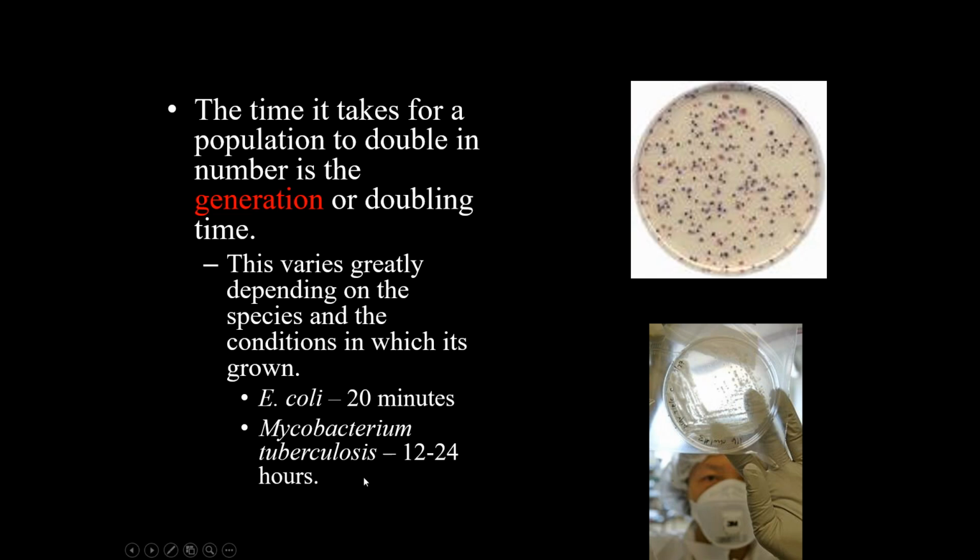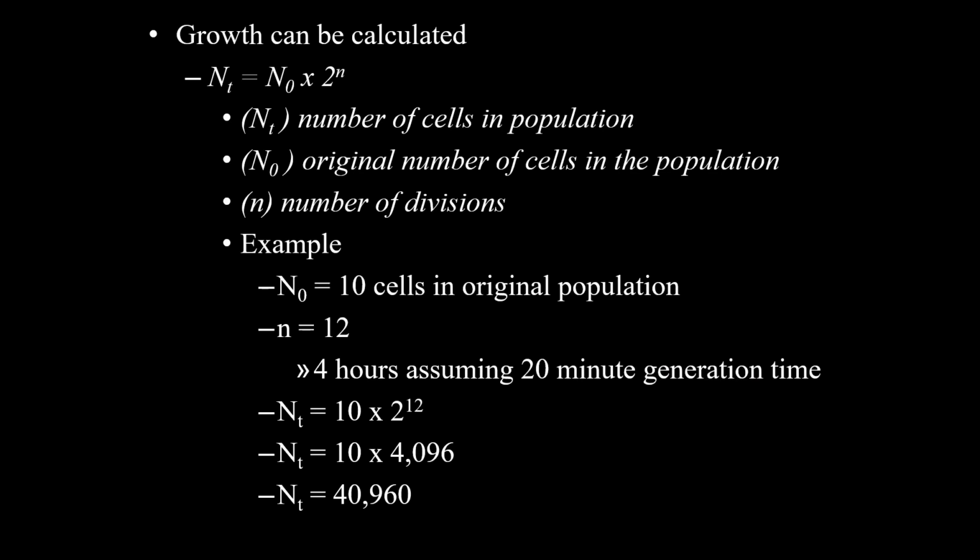But then you also have some slower bacterial species. Mycobacterium tuberculosis is again the causative agent for TB. It takes a lot longer to reproduce, somewhere between 12 to 24 hours depending on the environment that you happen to have it in. So anytime we start doing calculations about generation time or the number of cells in a population, you have to know how fast that bacteria can reproduce, and so you have to know the generation time, and that's something I'm always going to give you.